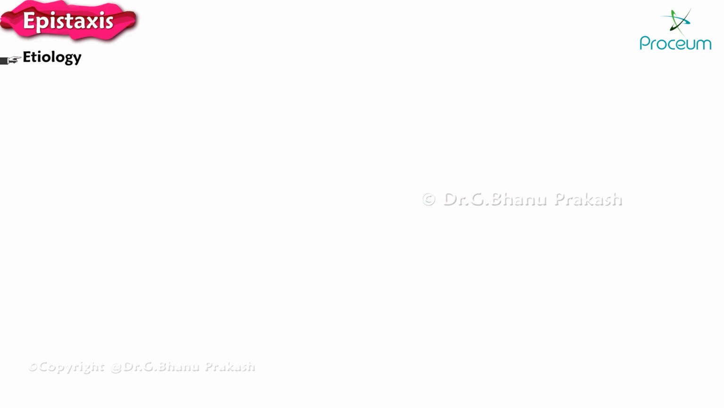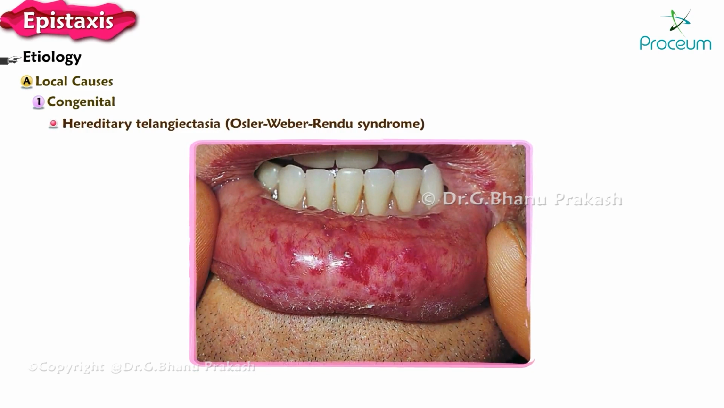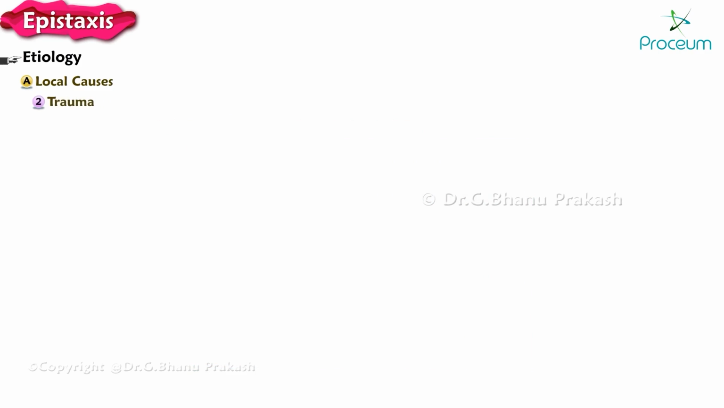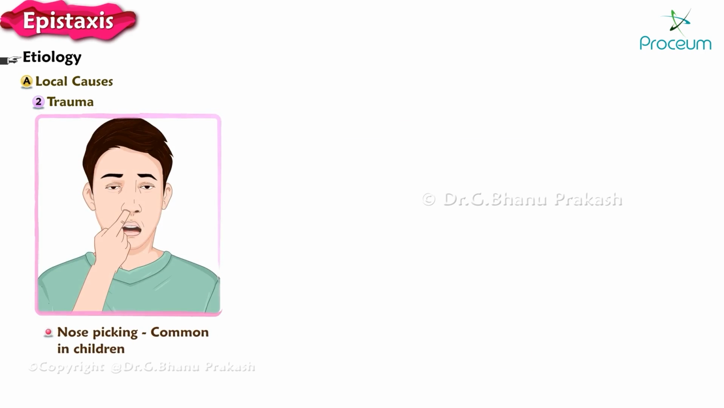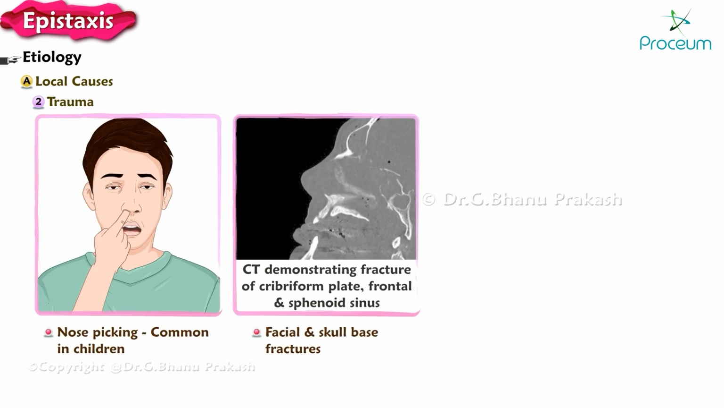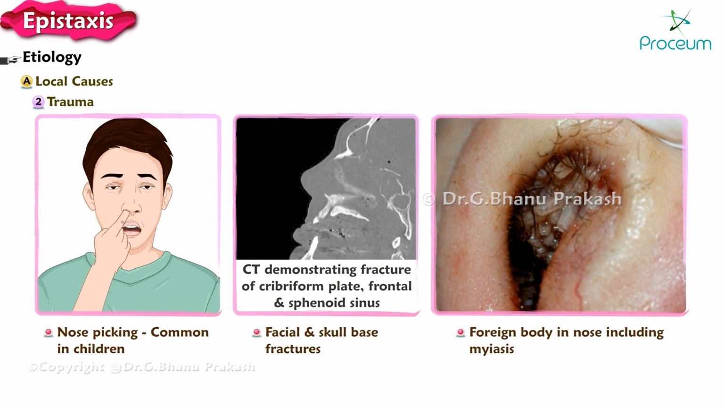Etiology of epistaxis. A. Local causes. 1. Congenital: hereditary telangiectasia, Osler-Weber-Rendu syndrome. 2. Trauma: microtrauma by nose picking, common in children, facial and skull base fractures, foreign body in the nose, including myiasis, iatrogenic trauma, barotrauma.